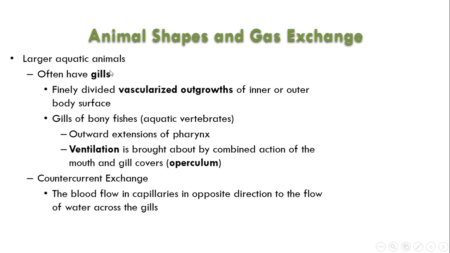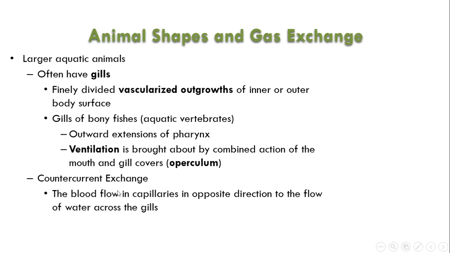Large aquatic animals often have gills, finely divided vascularized outgrowths of the inner or outer body surface. Gills of bony fishes, aquatic vertebrates, are an outward extension of the pharynx. Ventilation is brought about by the combined action of the mouth and gill covers. تكون الخياشيم مغطاة بغطاء الخياشيم.